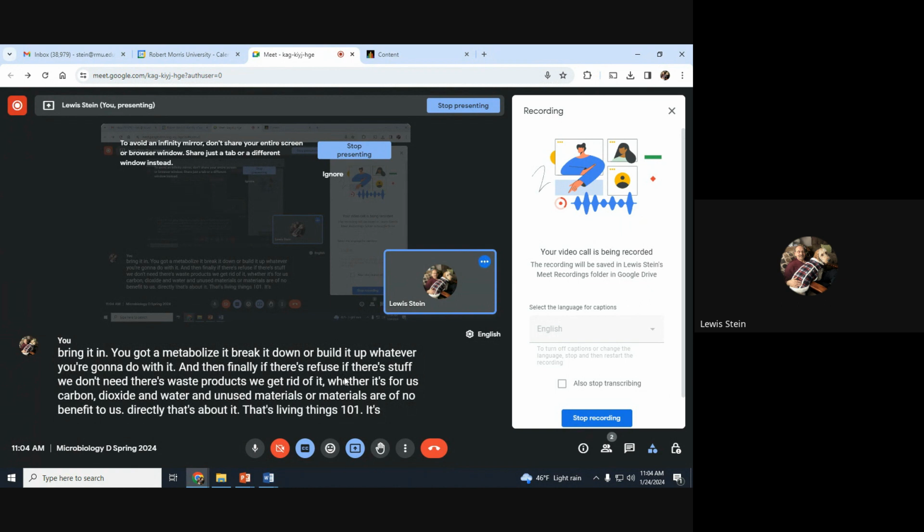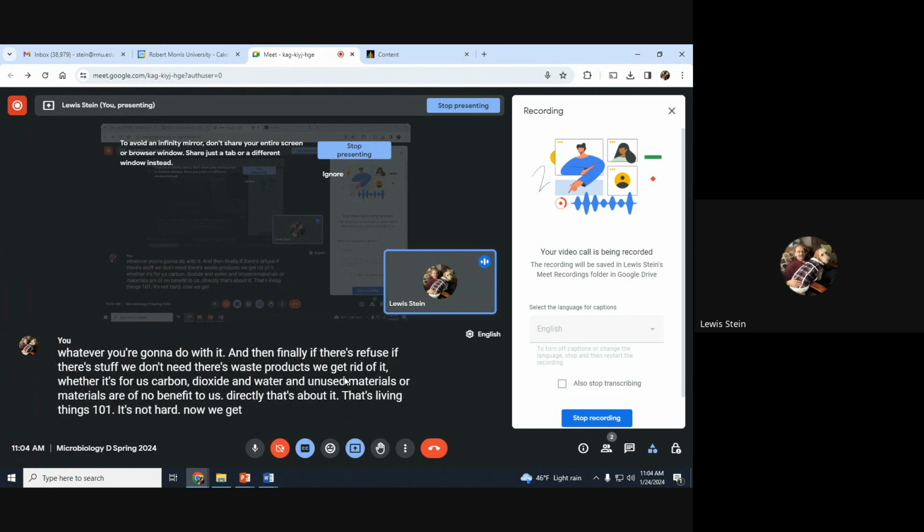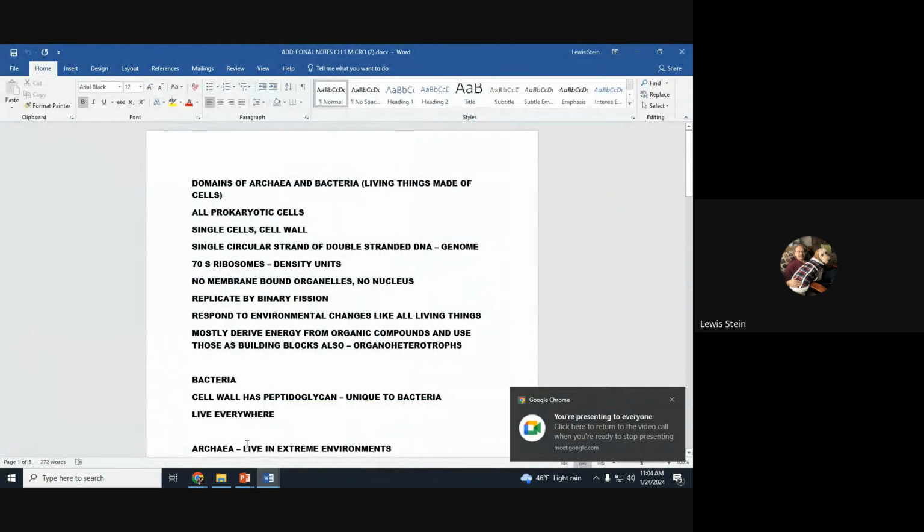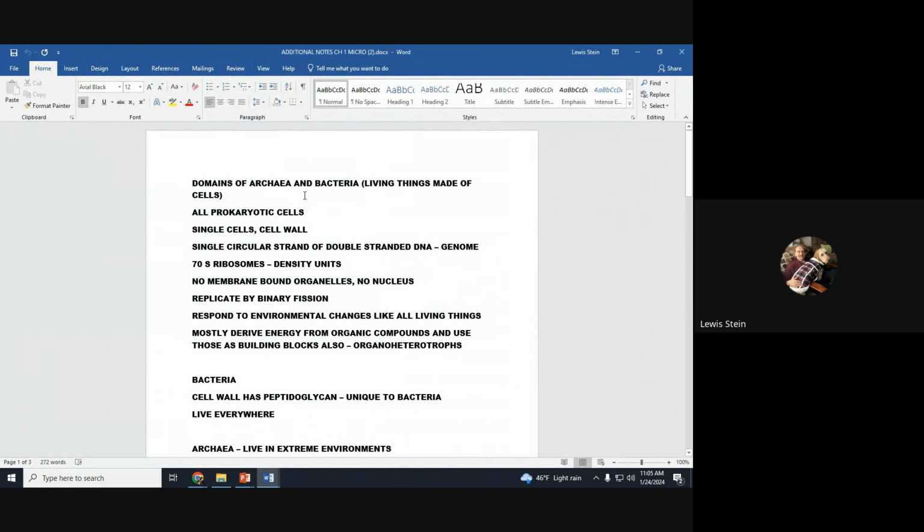It's not hard. Now we get to the differences that are here. That's why I wrote it up this way in a handout so you can have it. It's all based on something called the domain system. The domain system is founded in molecular biology. We weren't able to analyze molecules as distinctly as we can today. We couldn't look closely at sequences of DNA or RNA. We couldn't assess their different types of characteristics.